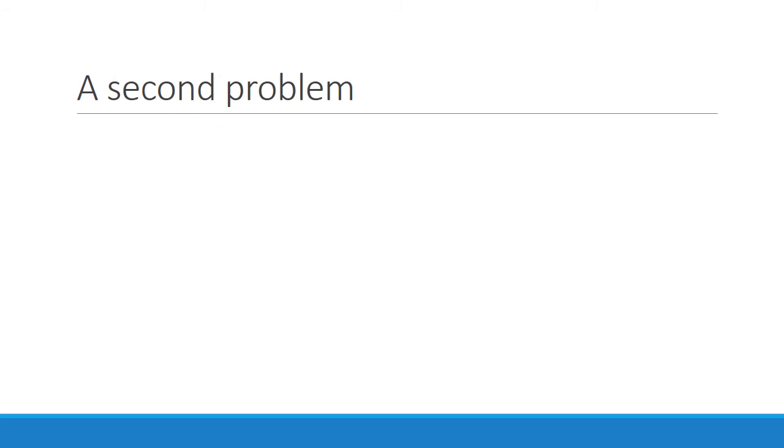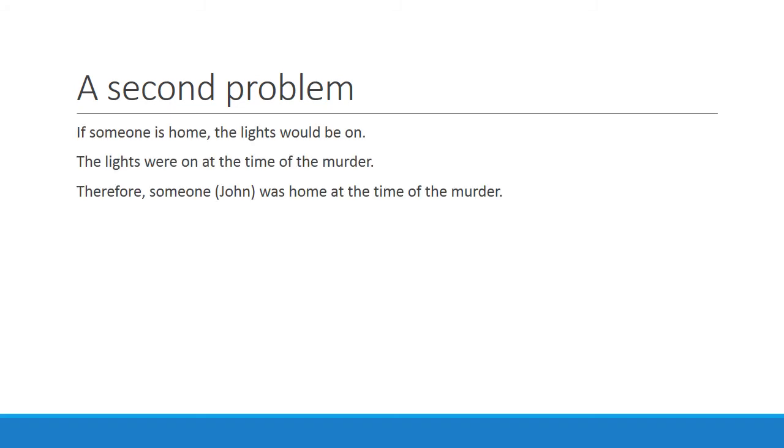Let's remember, however, that there are two problems you can have with any argument. You can have a problem with the connections, which we've already discussed, or the premises may be a problem. If one of the premises is false, then the conclusion is not proven. So let's look at this argument once again. There are two premises we need to check. If someone is home, the lights would be on, and the lights were on at the time of the murder.